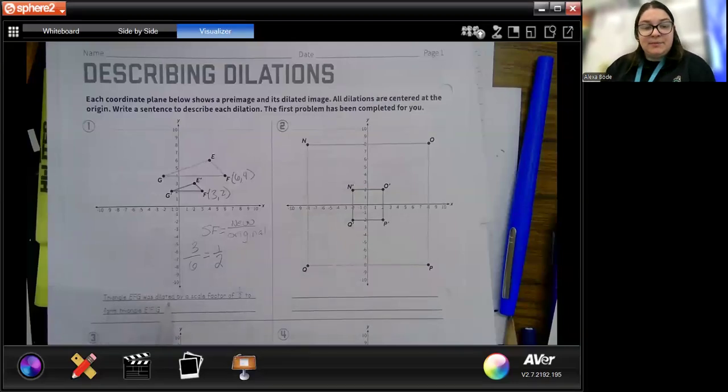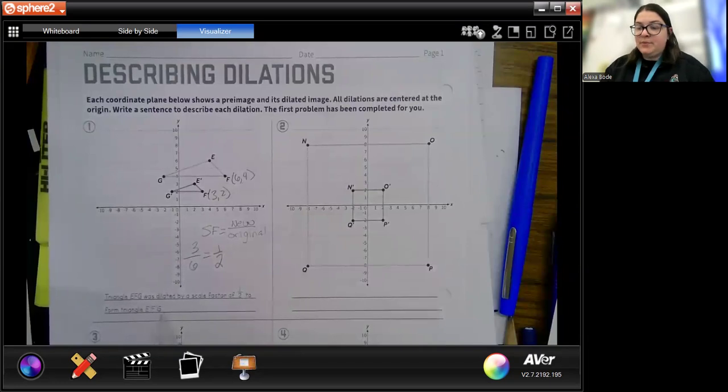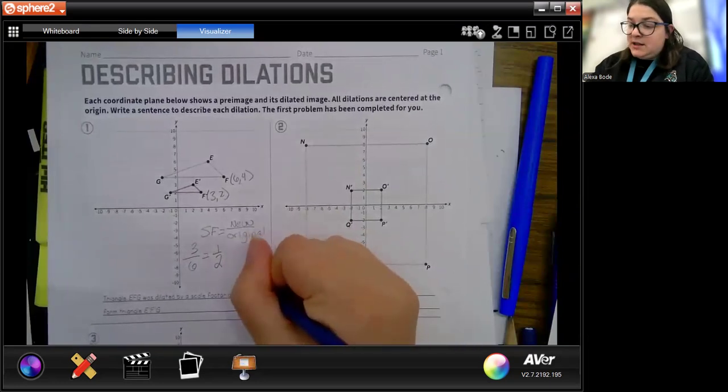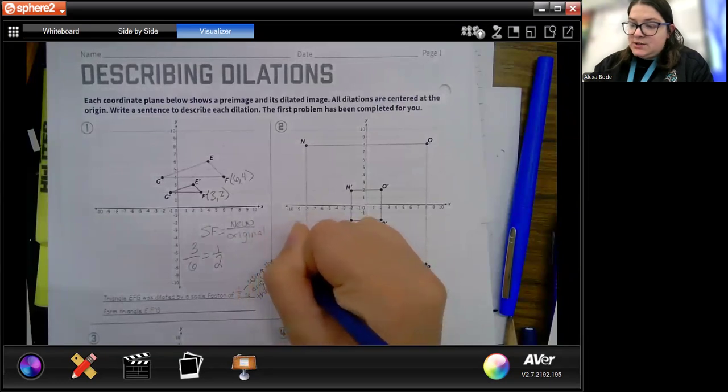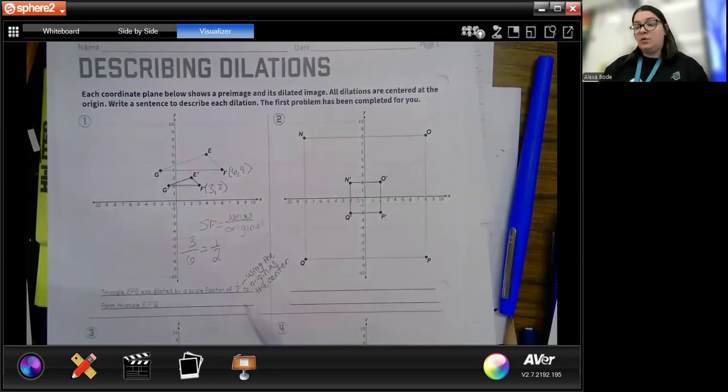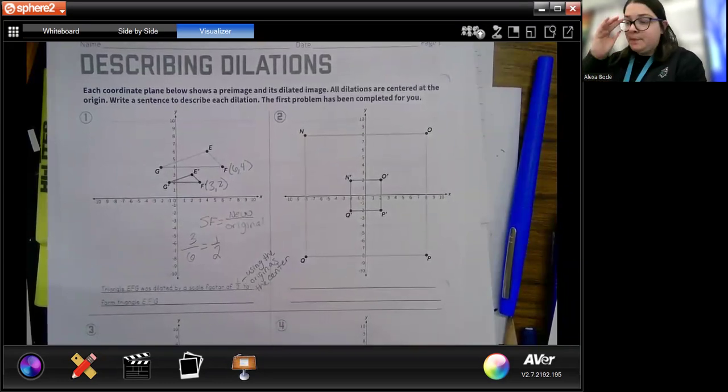Then they wrote it in a nice, complete sentence. Triangle EFG was dilated by a scale factor of 1/2 to form triangle E prime, F prime, G prime. The only thing that I want to fix here, and we'll fix it in these other ones, is using the origin as the center. You want to make sure that you add that in your sentences for complete credit. Make sure that you're fully, completely stating the scale factor and what our center of dilation is. Center of dilation should be easy though, because in my class, we always use the origin. So make sure that you're always saying using the origin as the center.